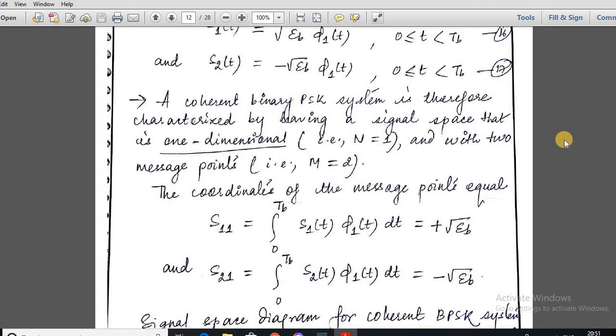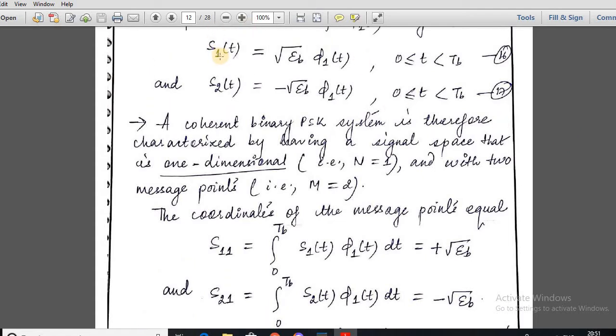So these signal coefficients we can also represent as follows. When I say S1 of t is equal to root Eb into phi 1 of t, this root Eb can be written as S11. So I can say S1 of t is equal to S11 into phi 1 of t. That S11 is the signal coefficient, or the projection of signal S1 on carrier phi 1. Similarly, I can say this minus root Eb is S21, the projection of signal 2 on carrier 1. So this signal coefficient is represented as S21. Same thing is written over here.